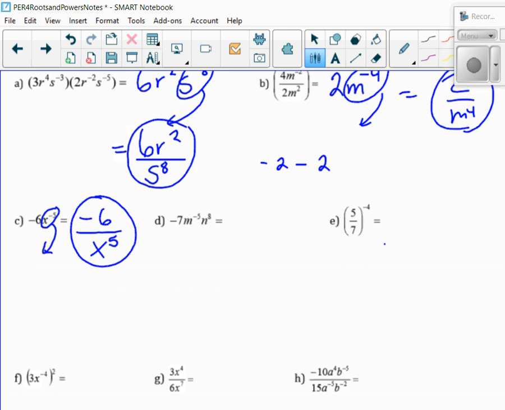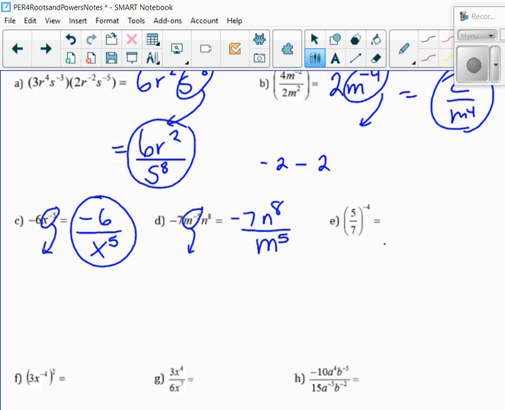Okay. Same with this one. Do you see negative 7? It's not a negative exponent. It's negative 7 no matter what. So this is still negative 7. What's not acceptable in this here? Yeah, m to the negative 5 cannot be left there, so we need to flip it down there. So what's my final answer here? Very good.